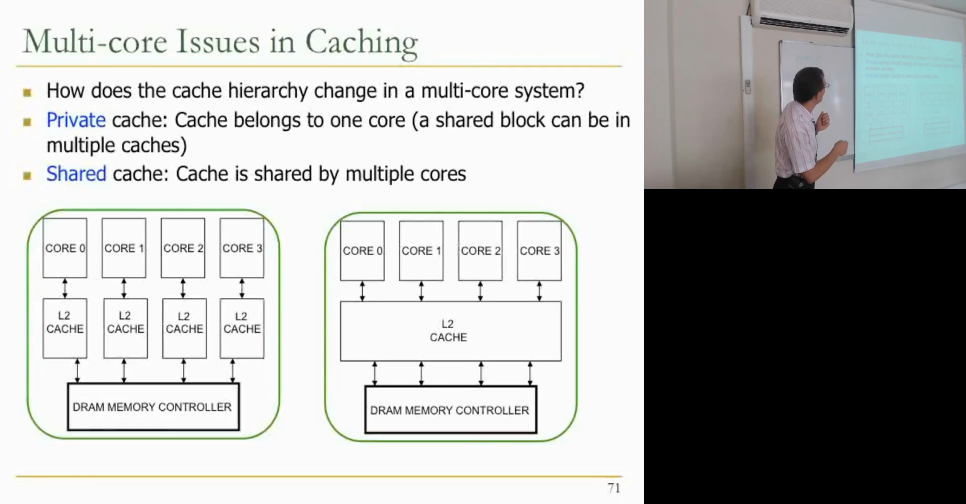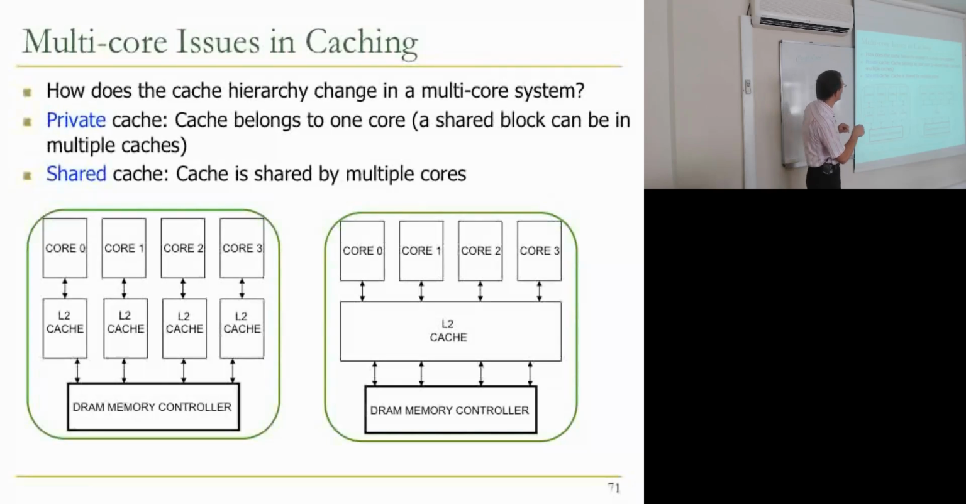Okay, so how does the cache hierarchy change in a multi-core system? If you have a single core, you don't have the choice of sharing versus partitioning, right? Unless you have multiple threads. But you can have a private cache, in which case the cache belongs to one core. This is the example here. And a shared block can be in multiple different caches. So if you're sharing a block across different cores, that shared block is replicated.